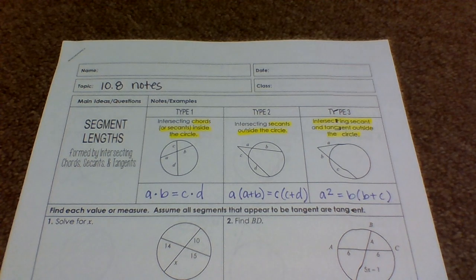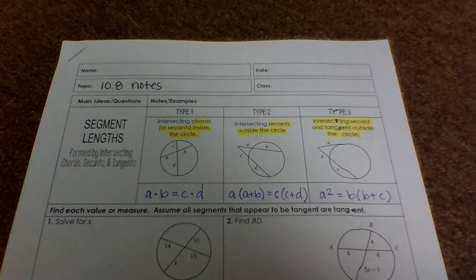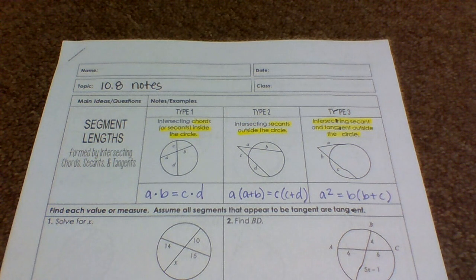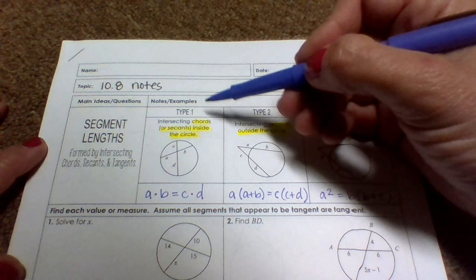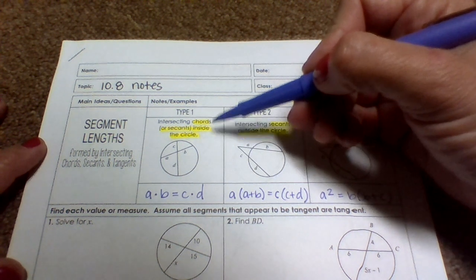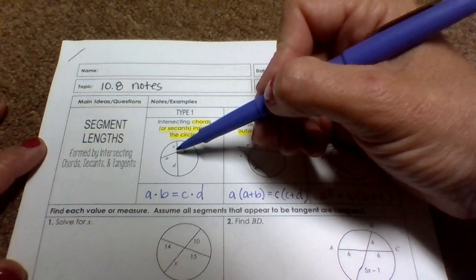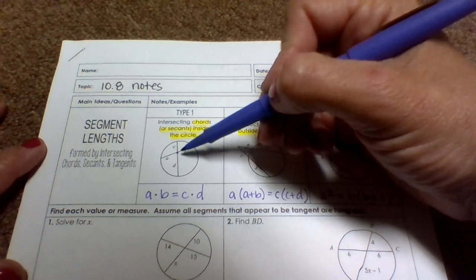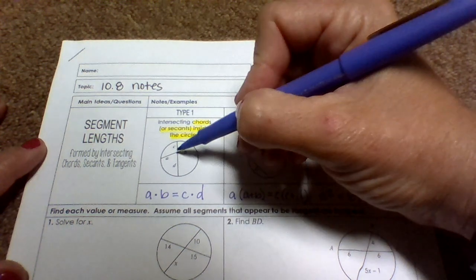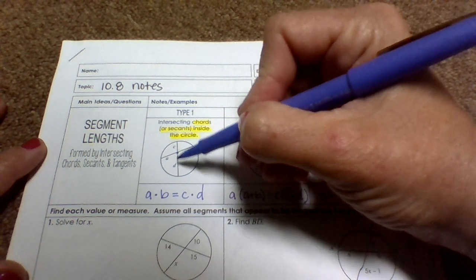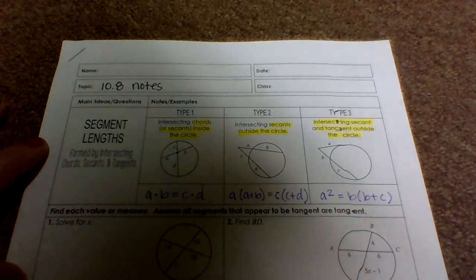All right, so these in 10.8 have just got to be memorized. Let's talk about segment lengths formed by intersecting chords or secants and tangents. Type 1 is where there are intersecting chords or secants inside the circle, so they intersect inside the circle. You take A length times B length equals C length times D length. That's the easiest one to memorize.